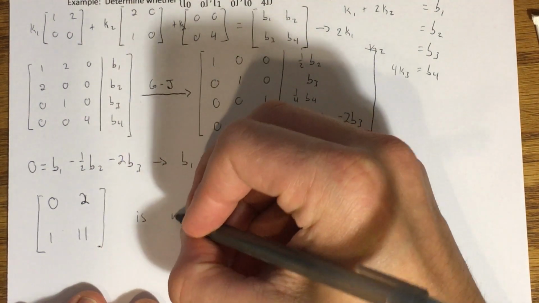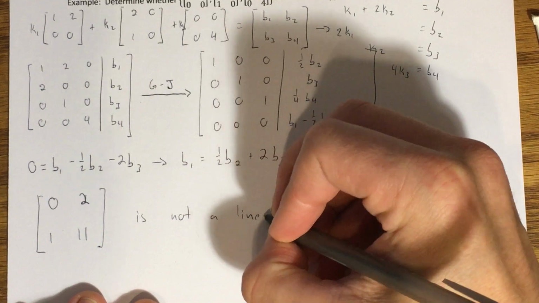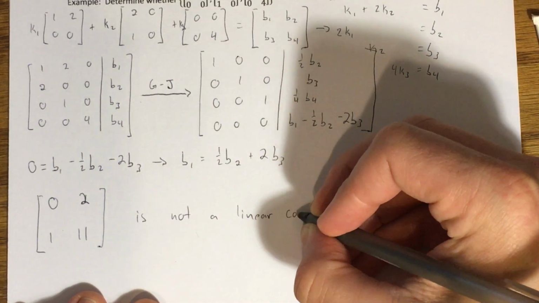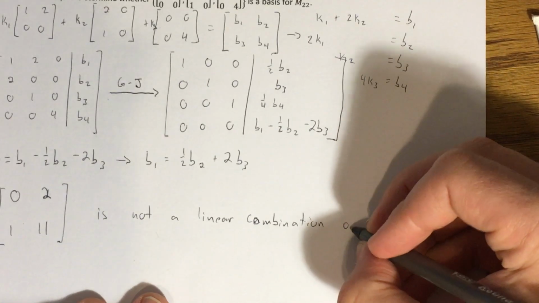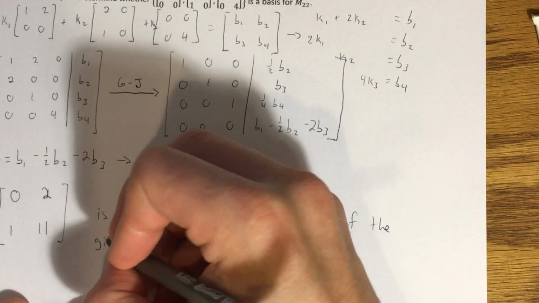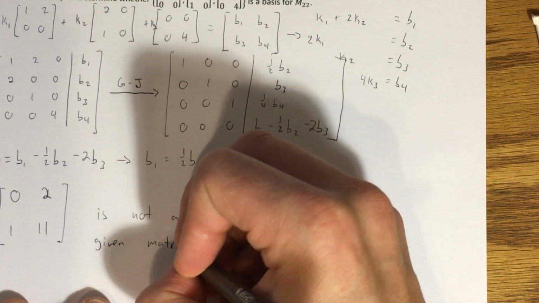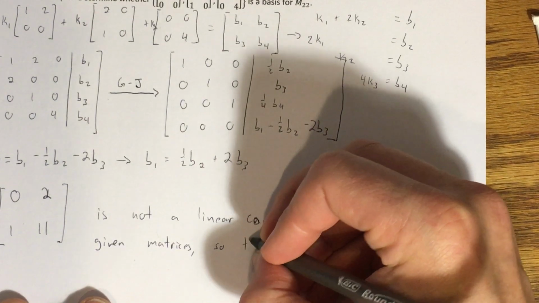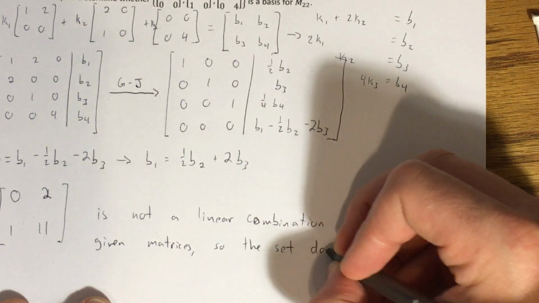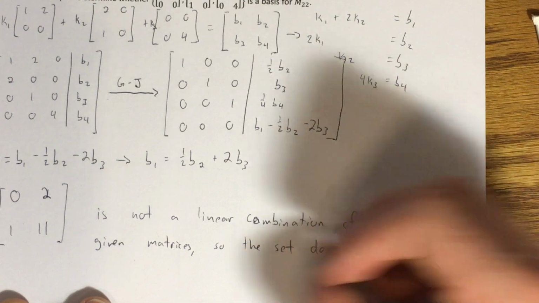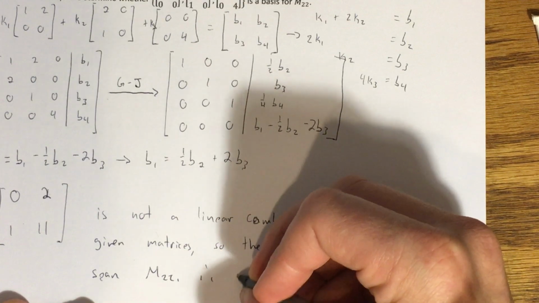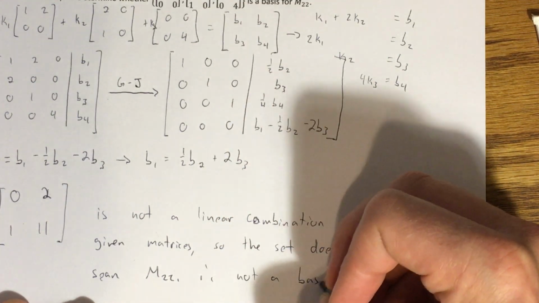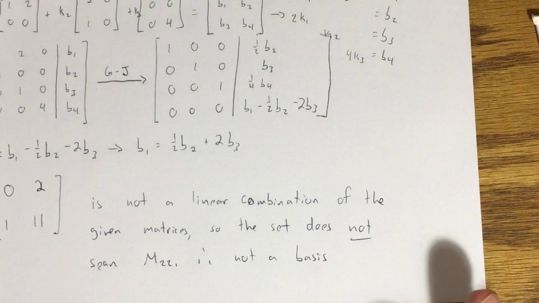So I could say it is not a linear combination of the given matrices, so the set does not span M22, therefore not a basis. Okay, so we lose out on the spanning condition there.